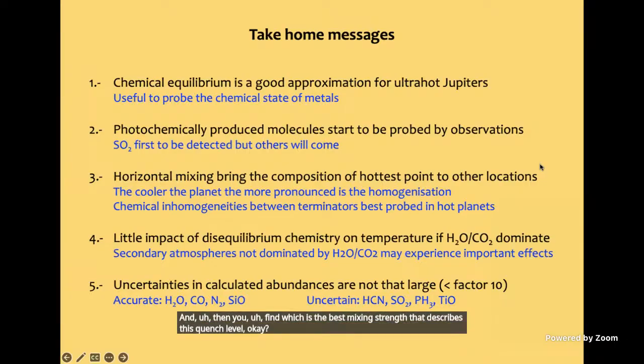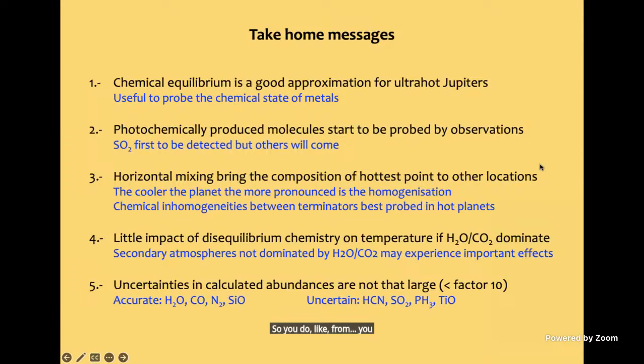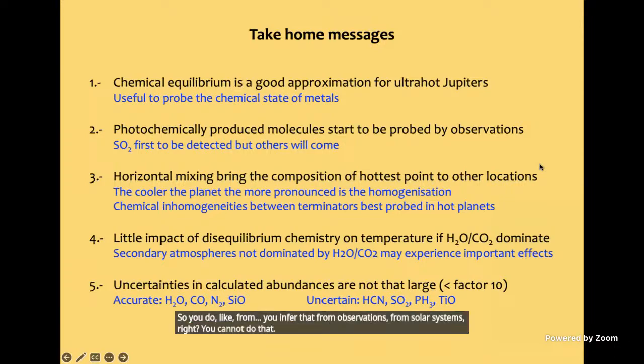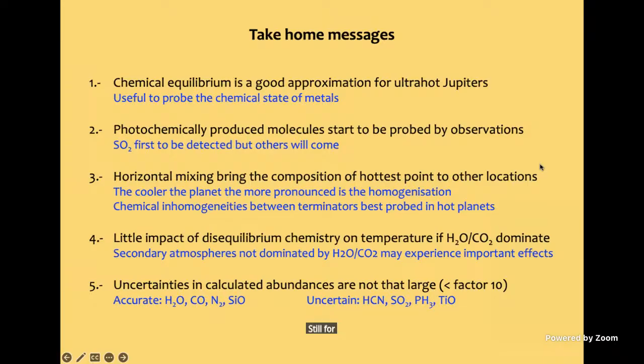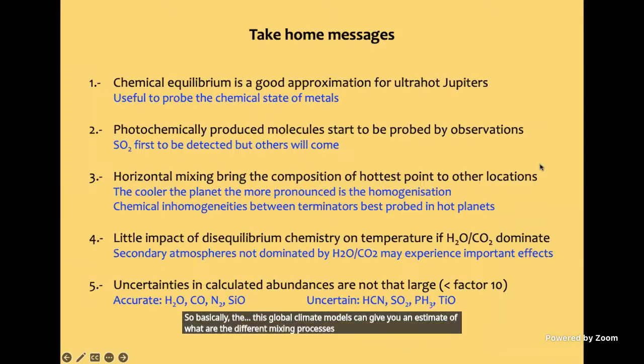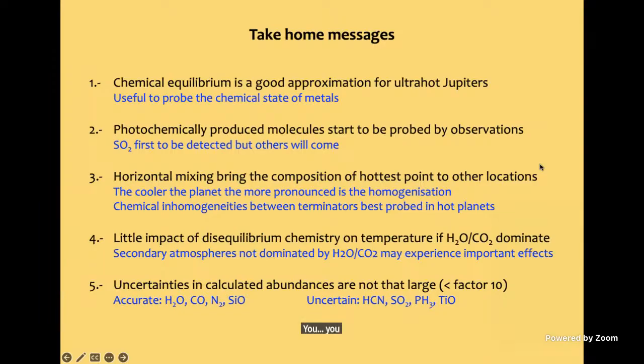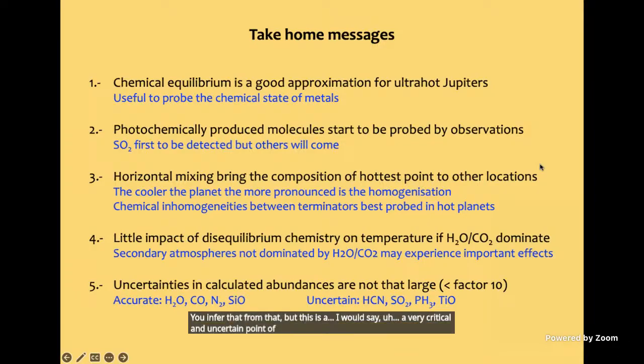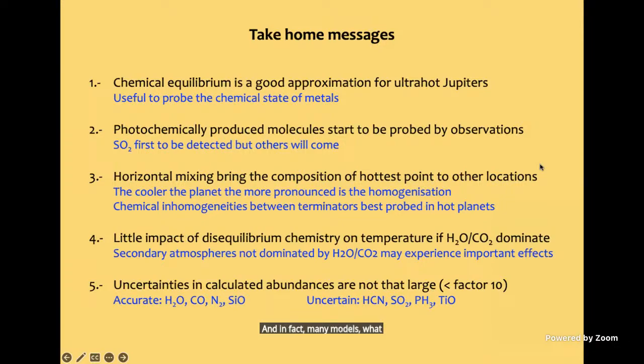Okay, so you infer that from observations of the solar system, but you still cannot do that for exoplanets. For exoplanets, the estimates are coming from global climate models. These global climate models can give you an estimate of the different mixing processes, and you infer it from that. But this is, I would say, a very critical and uncertain point of the models. In fact, many models vary this mixing strength a lot to see what the impact is on the abundance, because we are aware that this is not a very well constrained parameter.